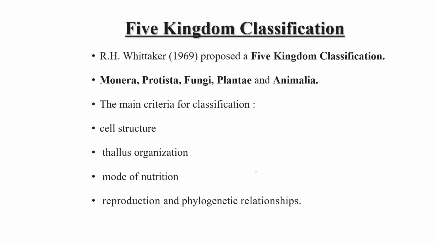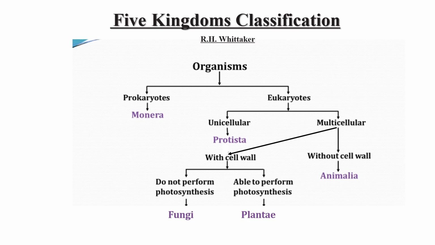And after so many years of Carolus Linnaeus, in 1969, R.H. Whittaker proposed the 5 kingdom classification on the basis of certain criteria: cell structure, thallus organization, mode of nutrition, reproduction, and phylogenetic relationship. He categorized organisms into 5 different kingdoms: Monera, Protista, Fungi, Plantae, and Animalia. So this is the classification.